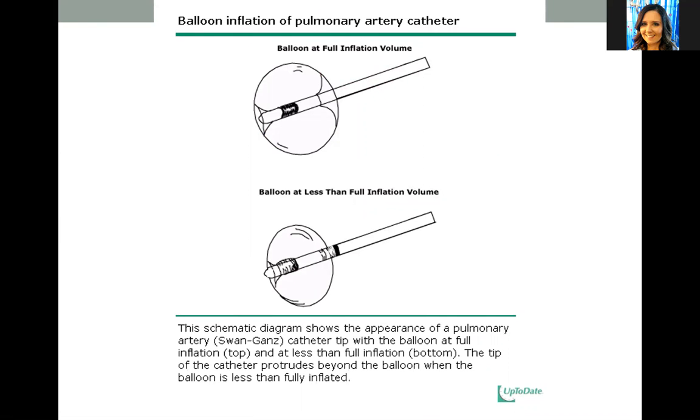Also with the balloon, when you're inflating it with air, normally we don't use the whole 1.5 mLs of air. You just use enough so that you see a wedge waveform. If you use too much, 1, you may rupture the balloon. 2, you may rupture the pulmonary artery. And 3, you won't get accurate measurements.